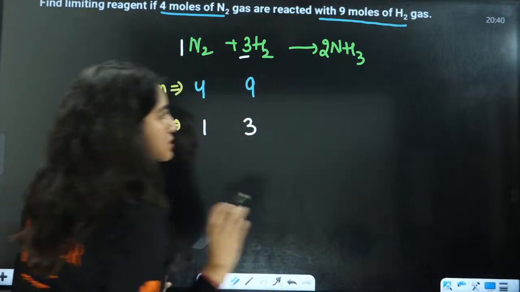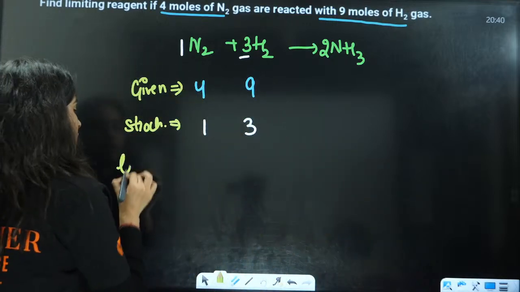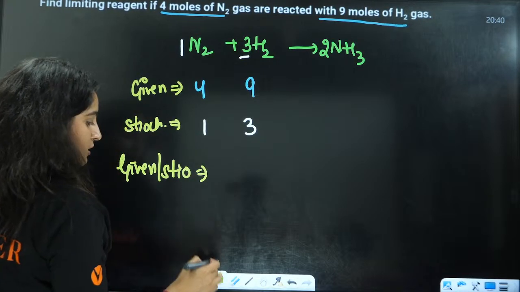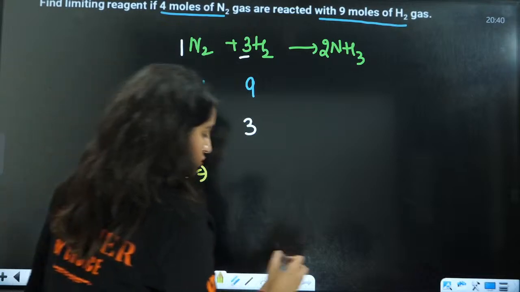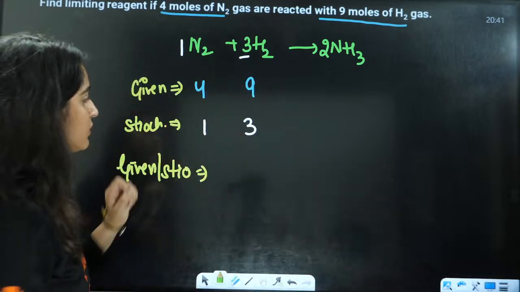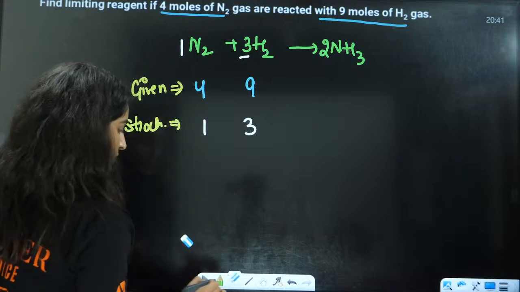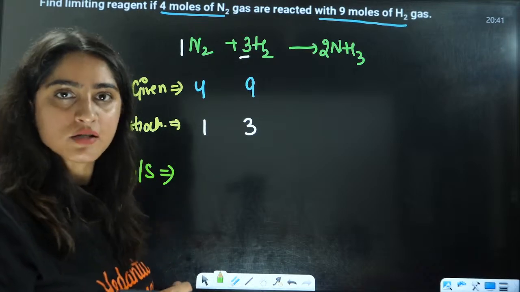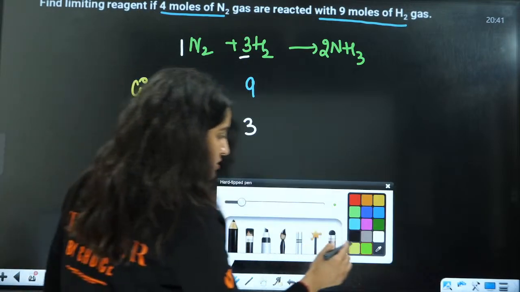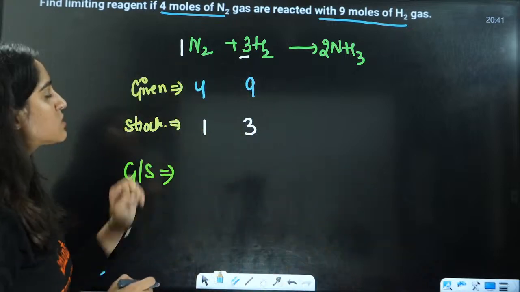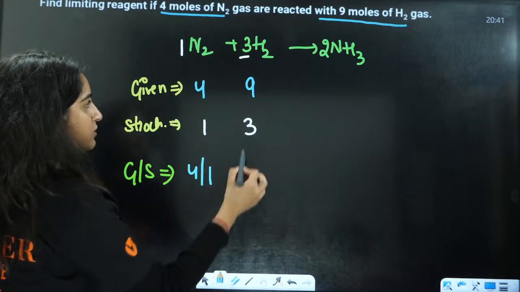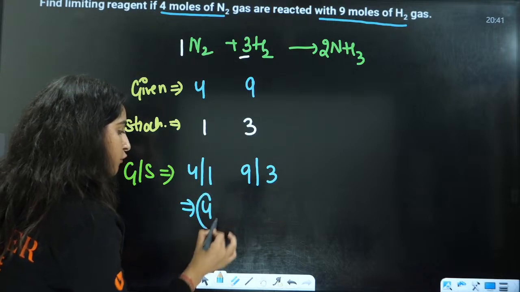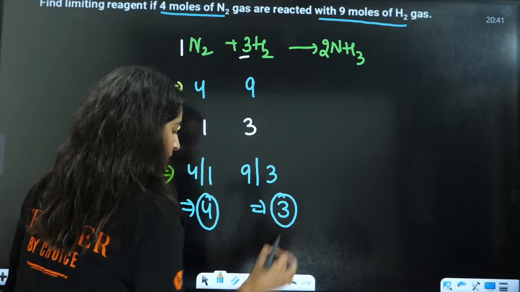Now, the simple way to answer this question is given by stoichiometry. I'm writing it here: this is G divided by S, given by stoichiometry. So this is the given part, 4 divided by 1, divided by stoichiometry. This comes out to be 4. This turns out to be 3 here.